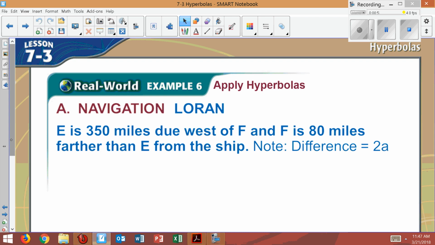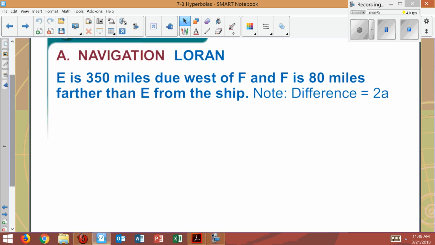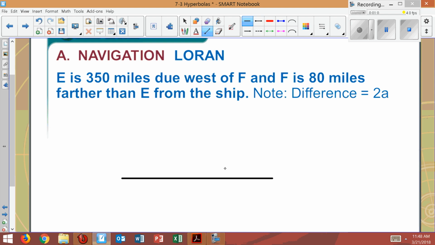So let's go over to the next slide here, and let's try to draw a little picture. We know that they're along a shore, and it says E is 350 miles due west of F. So E is over here, F is over here. They're 350 miles apart. And there is some ship located somewhere out here. I'm just going to put it randomly here. And it knows that F is 80 miles farther than E from the ship.